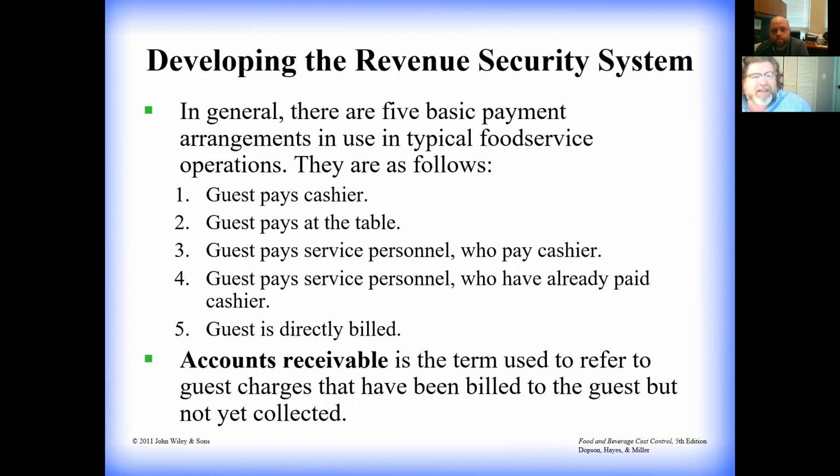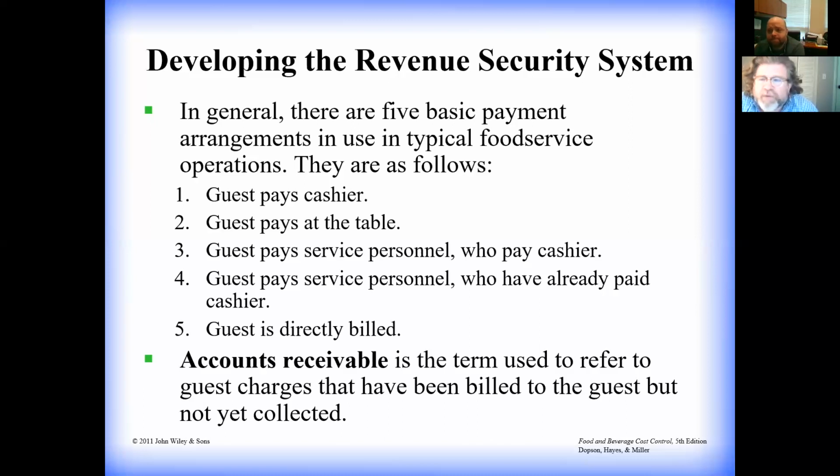They could pay the server who has already paid the cashier. Now, I've never actually encountered this system where the server pays in advance. Matt, have you? Well, this is something that's a little bit more common with things like Uber Eats, isn't it? They'll go pick it up and they have to pay for it, or it's already paid for by the guest, but they still have to sign with the driver. It gets a little muddled. And then, of course, the direct billing, that's more common in hotels where you say, put it on room 206, right?